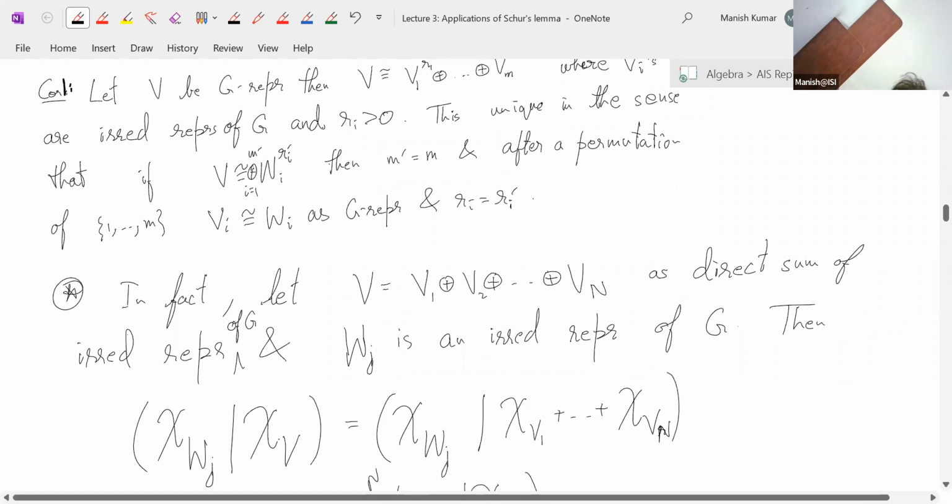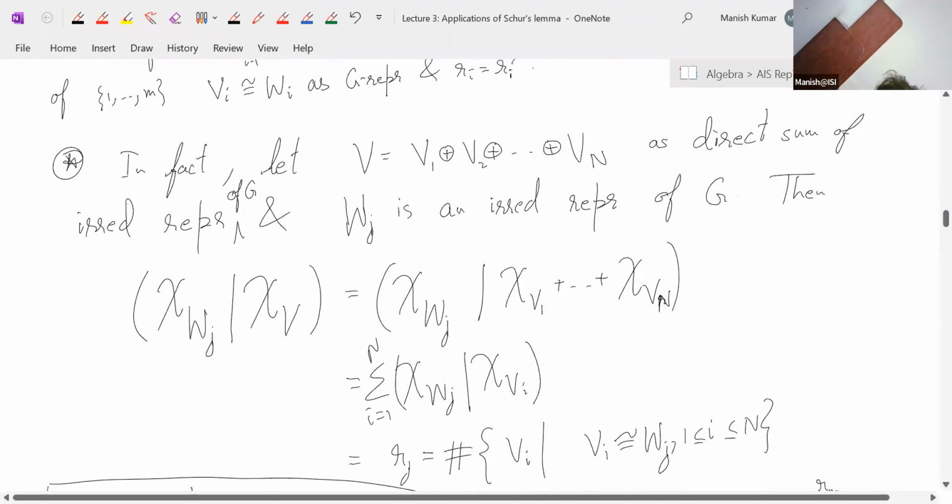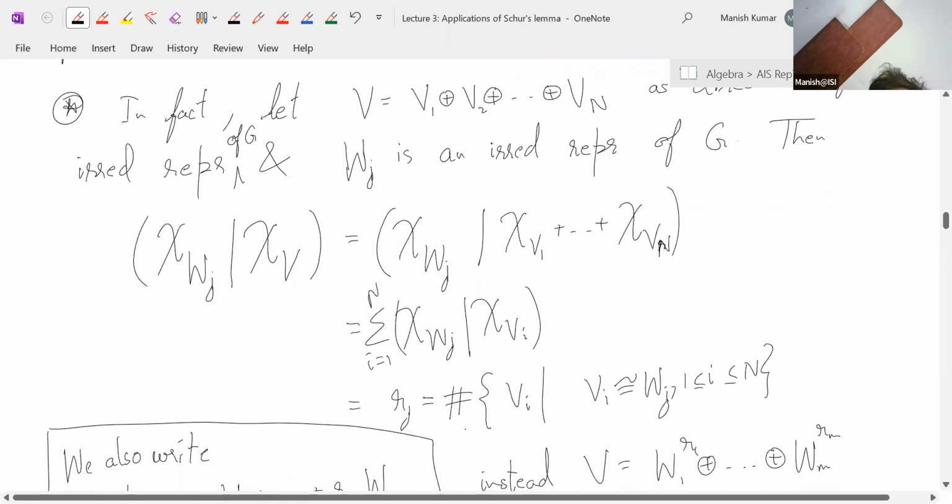So chi Wj, chi V: V is a direct sum of these irreducible representations, so chi of V is just the sum of these characters, because that is how the character of a sum looks. And remember this pairing is additive. So this is just the sum from i equals 1 to n of chi Wj, chi Vi. And what is this number going to be? If Vi is isomorphic to Wj, then it's going to be 1, otherwise it's going to be 0. So this is precisely the number of Vi's which are isomorphic to Wj for i between 1 and n.